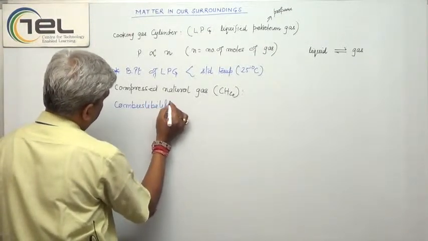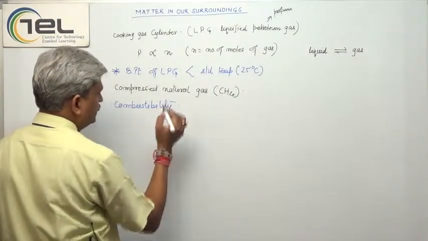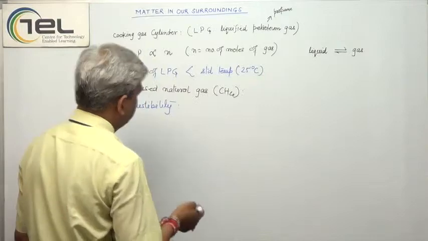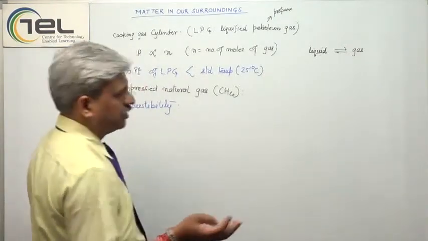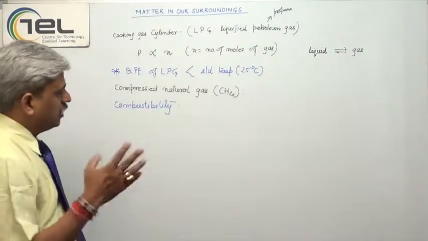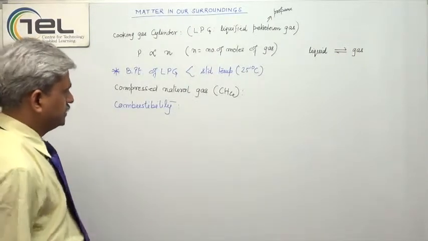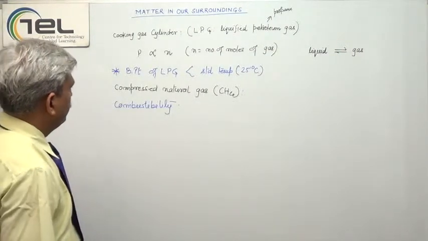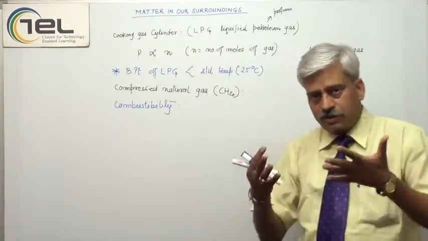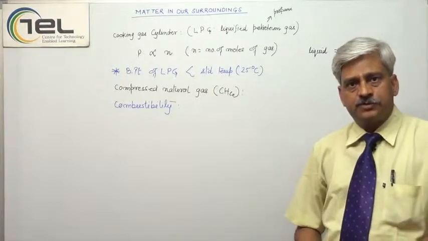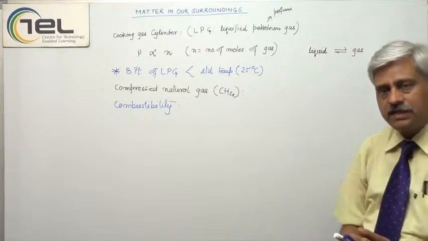Combustibility is the common feature for all the fuels. They can be in the gaseous state, they can be in the liquid state, because you know that this is the kerosene oil, this is the diesel, this is the petrol, all of them are combustible, but they are liquids, but these are gases. So in case of fuels, any matter, when it becomes a fuel, has combustibility.